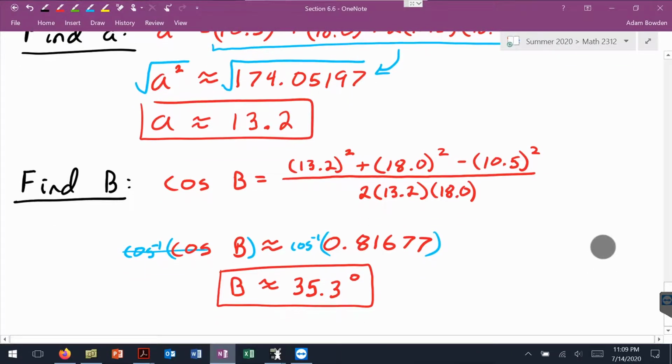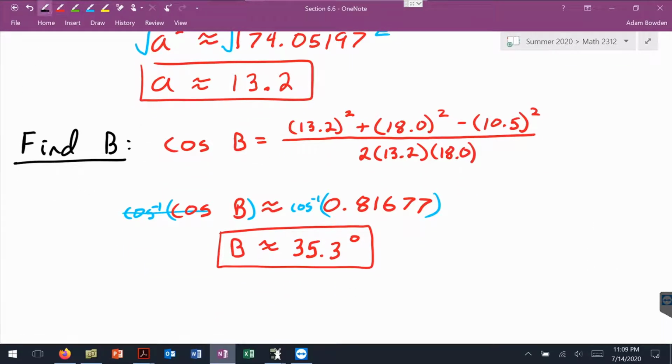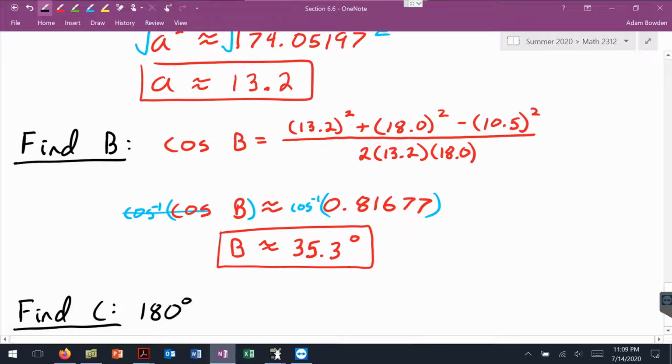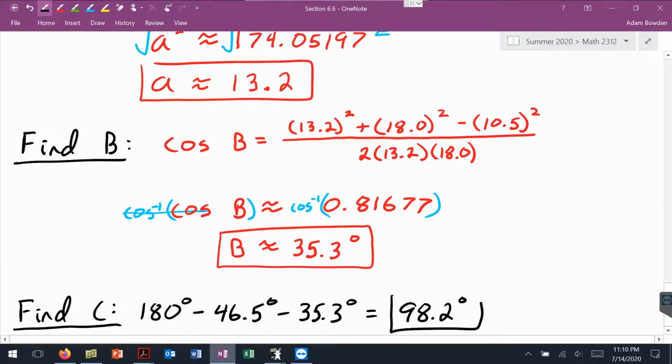And so now there's only one item remaining, and that's the remaining angle C. Easy enough to determine if we just take 180 degrees minus 46.5 degrees minus 35.3 degrees. Comes out to be 98.2 degrees.